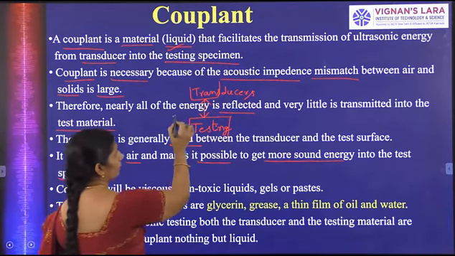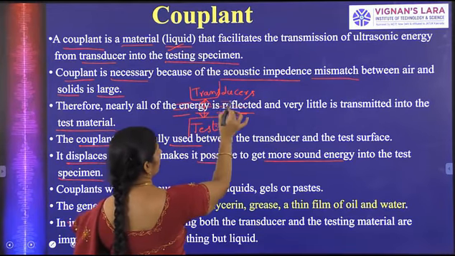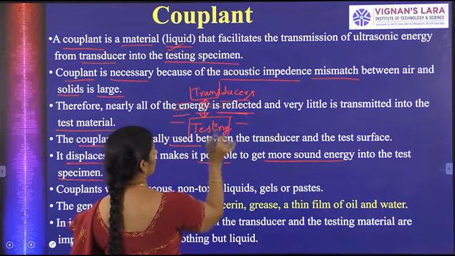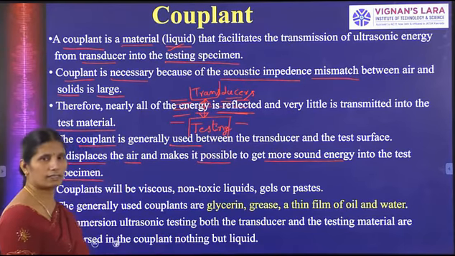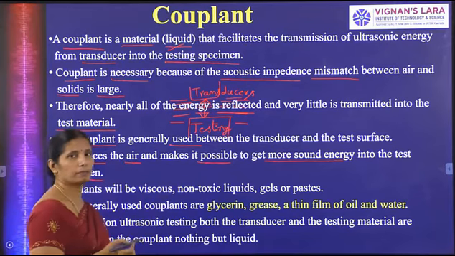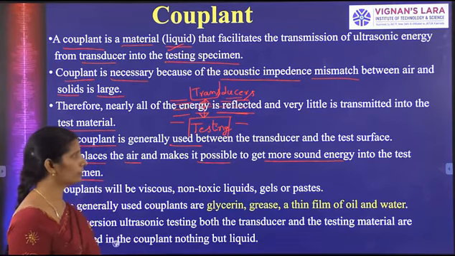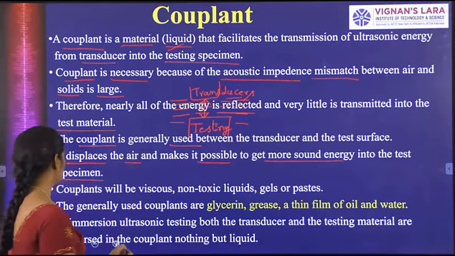When the couplant is introduced between the testing material and the transducer, it displaces the air between them, and hence the acoustic impedance mismatch will be reduced. Then more sound energy will be passed through the testing specimen.